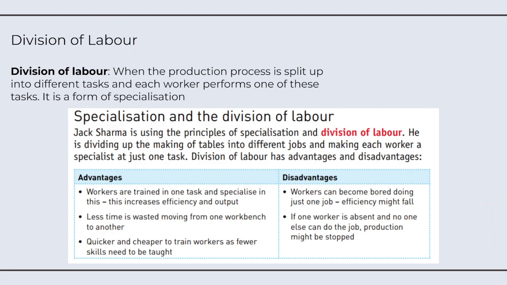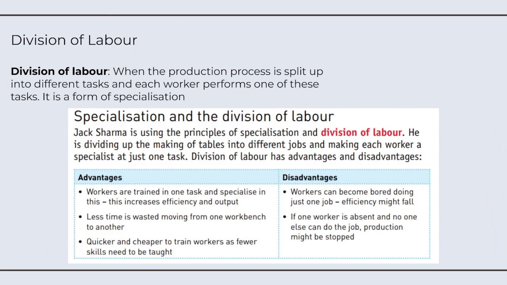Division of labor has advantages and disadvantages. The first advantage is that workers are trained in one task and specialize in this. It increases efficiency and output, and less time is wasted moving from one workbench to another. It's quicker and cheaper to train workers as fewer skills will need to be taught.